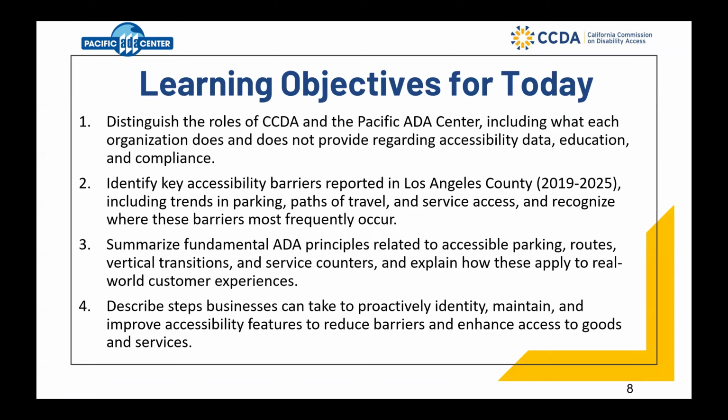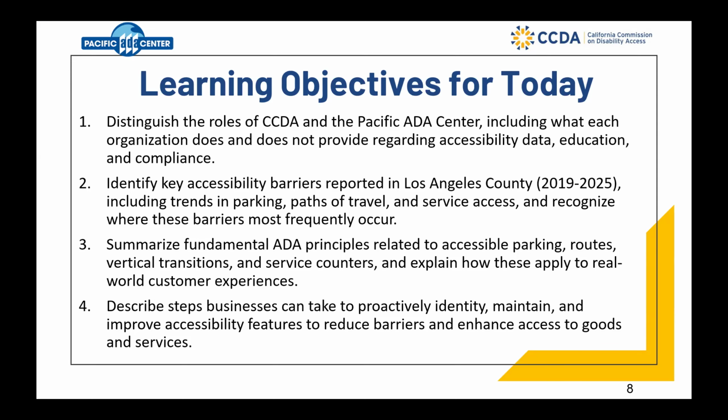And so let's talk a little bit about what our learning objectives are for today. First, we want to distinguish the roles of CCDA and the Pacific ADA Center, what we both do, including what each of our organizations are all about regarding accessibility data, education, and compliance. We'll also identify key accessibility barriers that were reported in Los Angeles County between 2019 and 2025, including trends on items like parking, paths of travel, and service access, and recognize where these barriers most frequently occur.